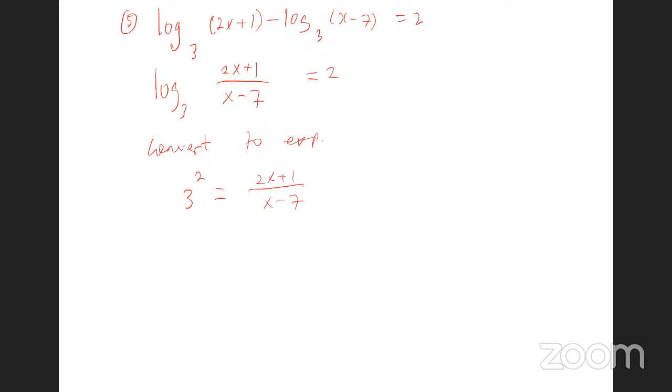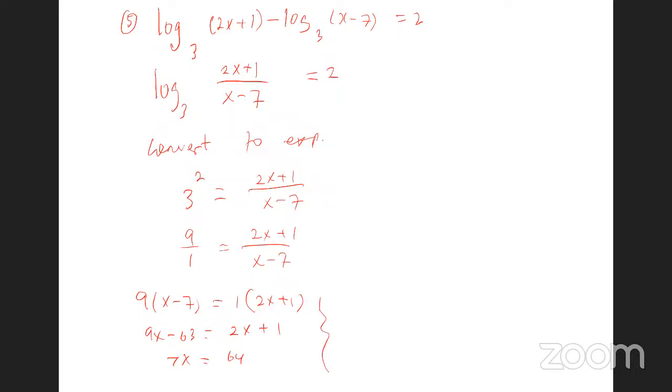Right? 3 squared is what? 9. So that's 9 over 1 equals 2x plus 1 over x minus 7. What's the next step? Two fractions with an equal sign, so you're going to cross multiply, right? You're multiplying 9 by x minus 7 and 1 by 2x plus 1. So you'll get 9x minus, what's that, 63, is equal to 2x plus 1. Bring it across, you'll get 7x, carry it across, you'll get 64. So x is 64 over 7.